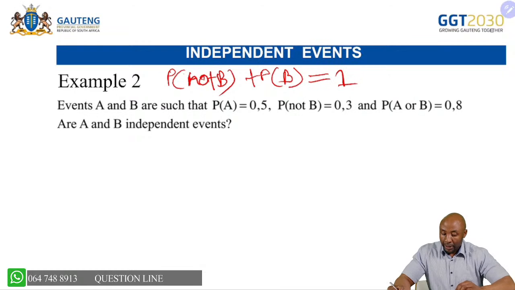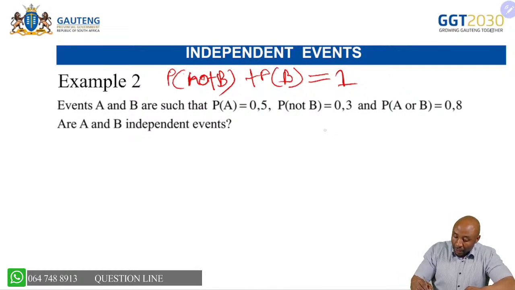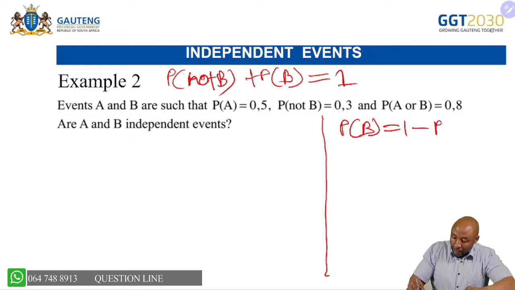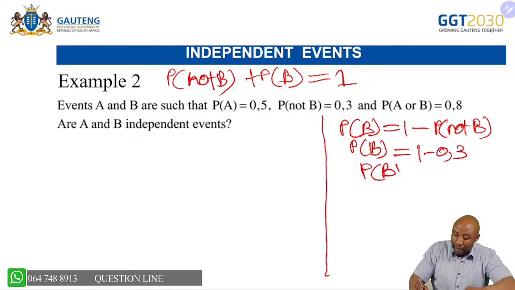So in this case, we can't use the probability of not B directly. We must first get the probability of B so that we are able to use our probability identity. So the probability of B will be equal to 1 minus the probability of not B. That's what we must do first, which will give us the probability of B as 1 minus 0.3, giving 0.7.